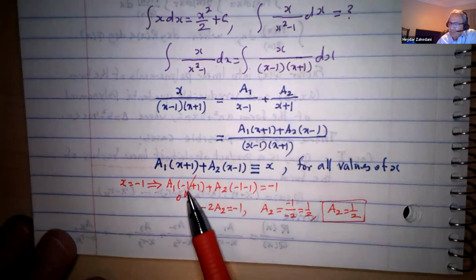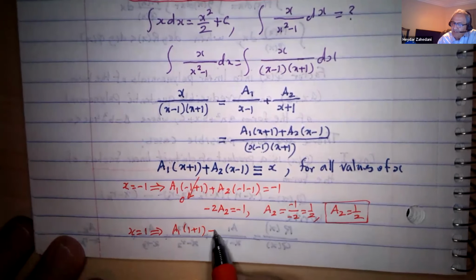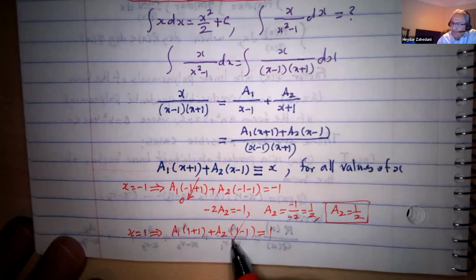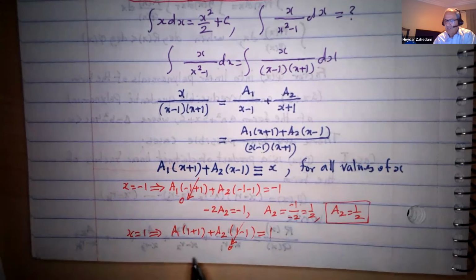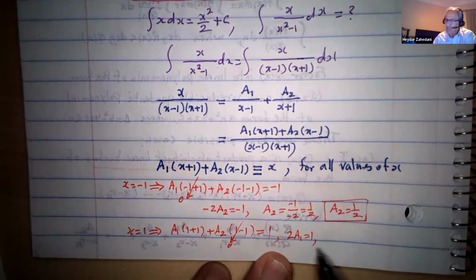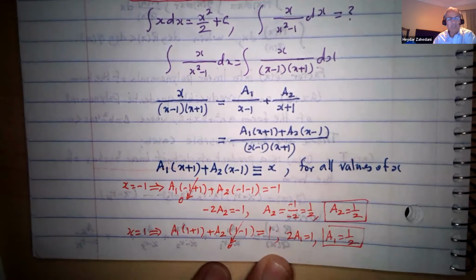If you substitute here, that gives you a1 times 1 plus 1, and the other one will be a2 times 1 minus 1. See, this will be 0, because x is equal to 1, so 1 minus 1 would be 0. This will disappear. So over here, you have 2a1 equal to 1. So your a1 would be 1/2, nicely.